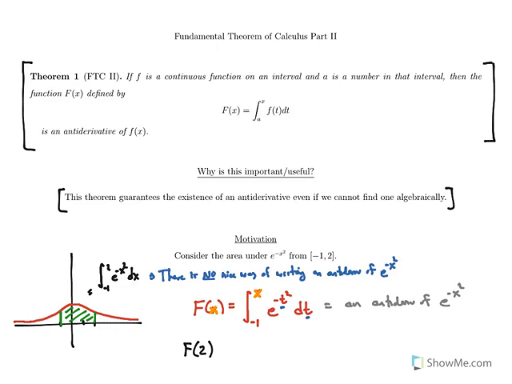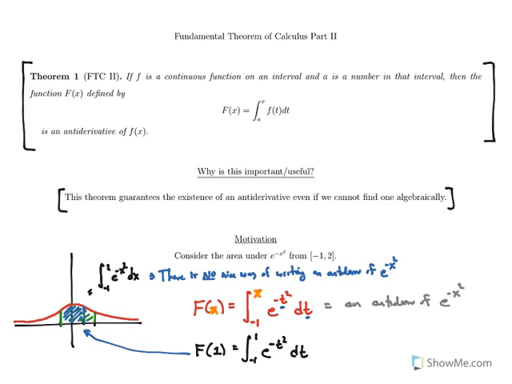2. That would give us, actually, let's do f of 1 would give us the integral from negative 1 to 1 of e to the negative t squared dt, something that we don't really know how to find at the moment. And that would be the area under the curve from negative 1 to 1. Capital F of 2 would give us the answer to what we're trying to find, the area under here.